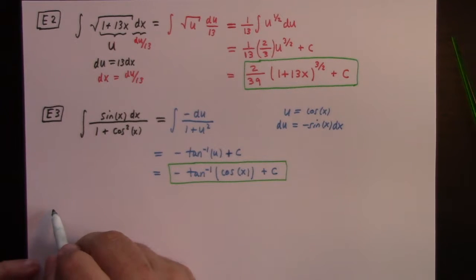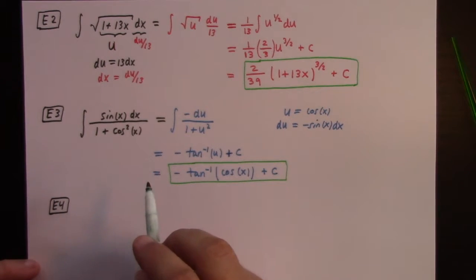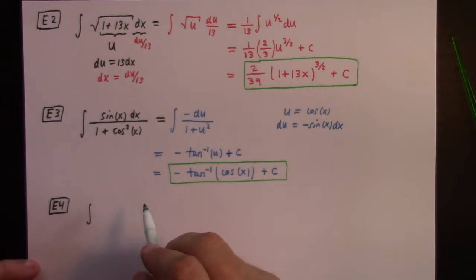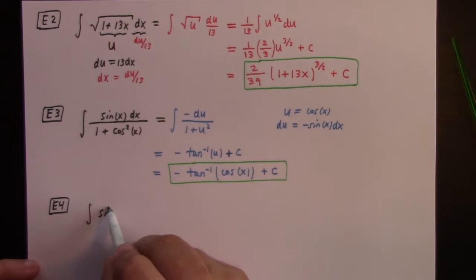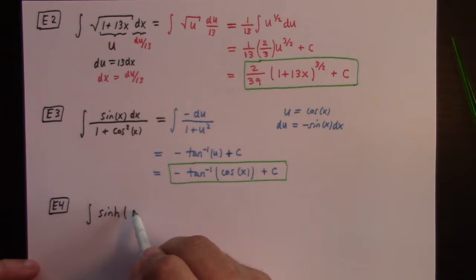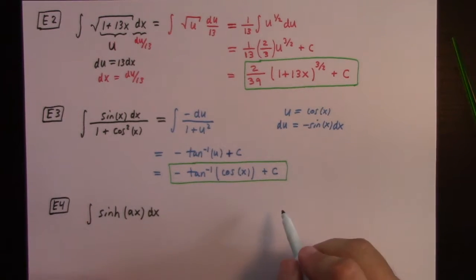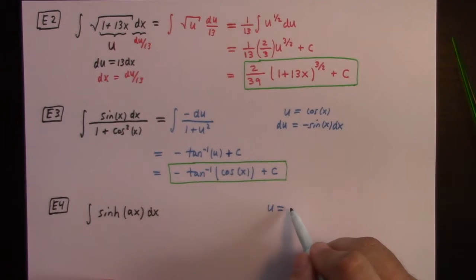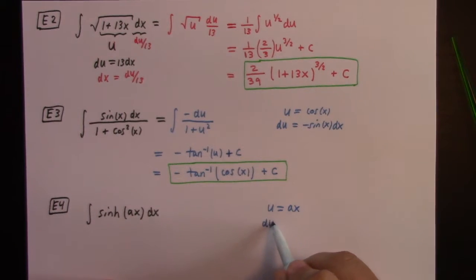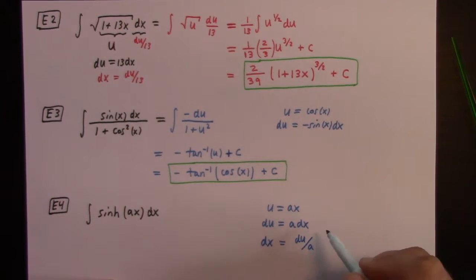So example 4. Suppose we have, and I shouldn't forget this example, sinh of ax. I did sine already. A could be 3, a is a constant. So what I do is I let u equal ax. Then du is a dx, and then dx is equal to du over a, right?